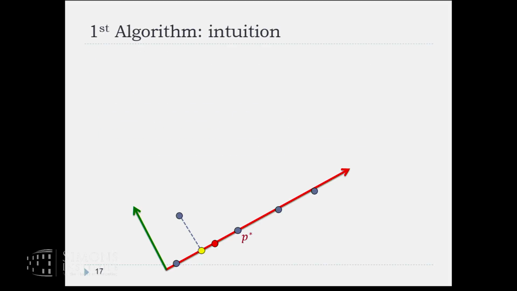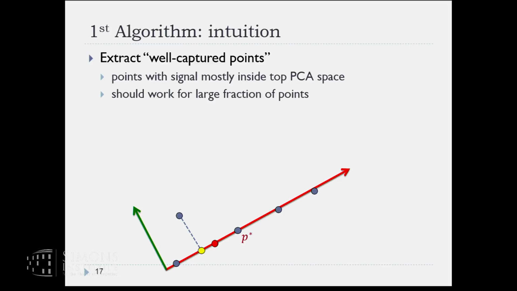Okay, so here is the intuition for the first algorithm that we do. The algorithm is going to be effective, but not for all the points. It's only going to be effective for a subset of the points. It's going to be a large subset, so that's good. We're going to make a lot of progress. And we have to identify which subset of the points it's going to succeed on. So we're going to call these well-captured points. So which points are well captured, intuitively at the moment? Points where the signal is mostly inside the top PCA space of the algorithm, that should be the top PCA space S.